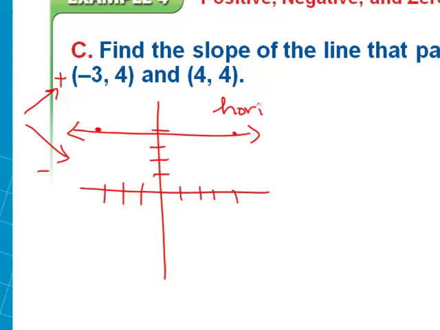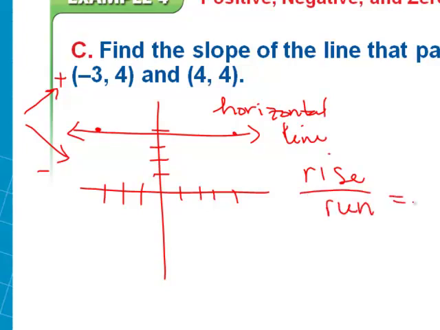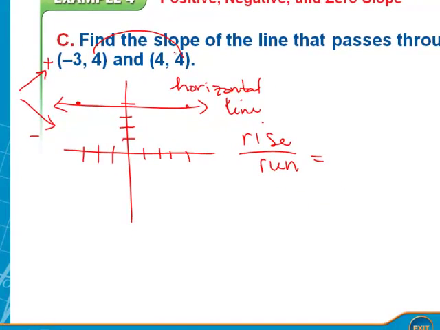What's unique about that? Well, think about it. If you look at the rise compared to the run, does this line have a rise? You go from 4 to 4, looking at the y's. Does it have a rise? No. Does it have a run? Yeah, but does it really matter? Well, let's find out. We go from -3 to 4, that is a run of 7.